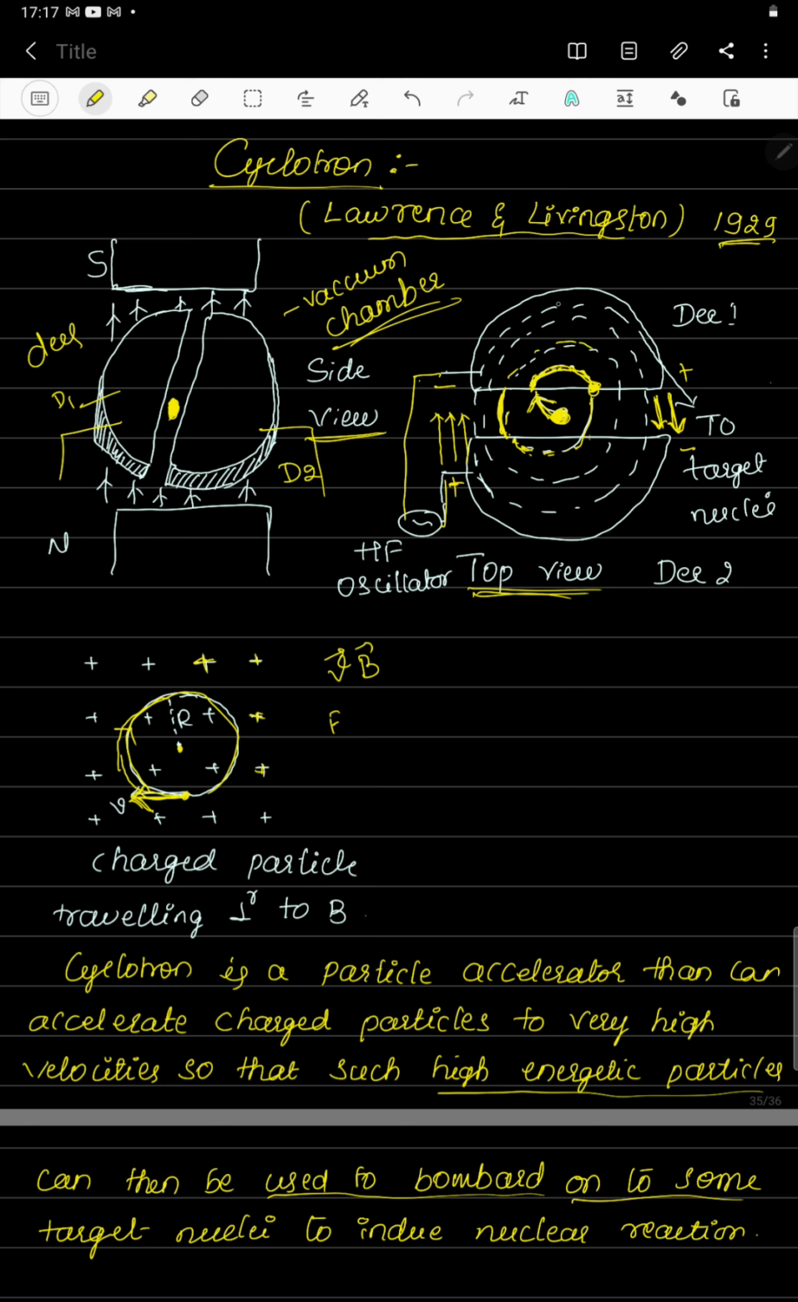procedure continues. As a number of cycles pass, the radius of the circular path that the charged particle travels inside the D is going to increase. As this radius increases, the velocity of the particle is continuously increasing. As a result, the charged particle coming out of the D will have very high velocity. So the energy of the particle will be very high. So this is how the cyclotron works.